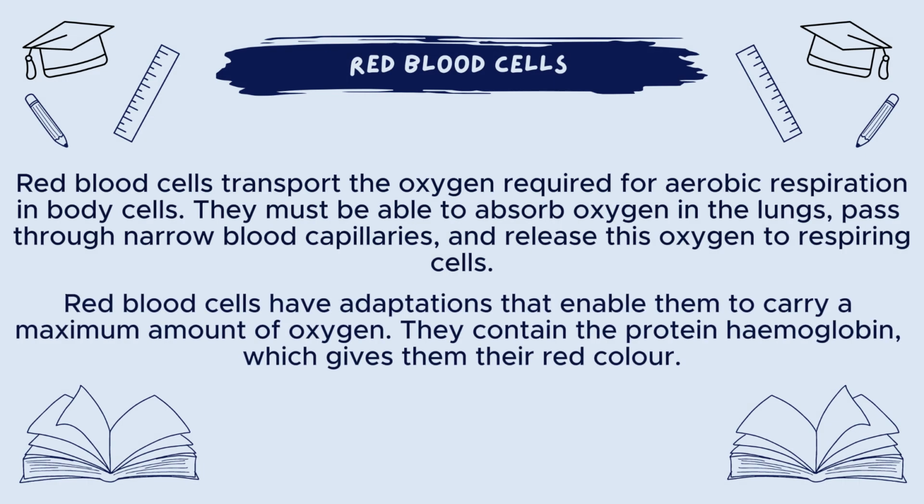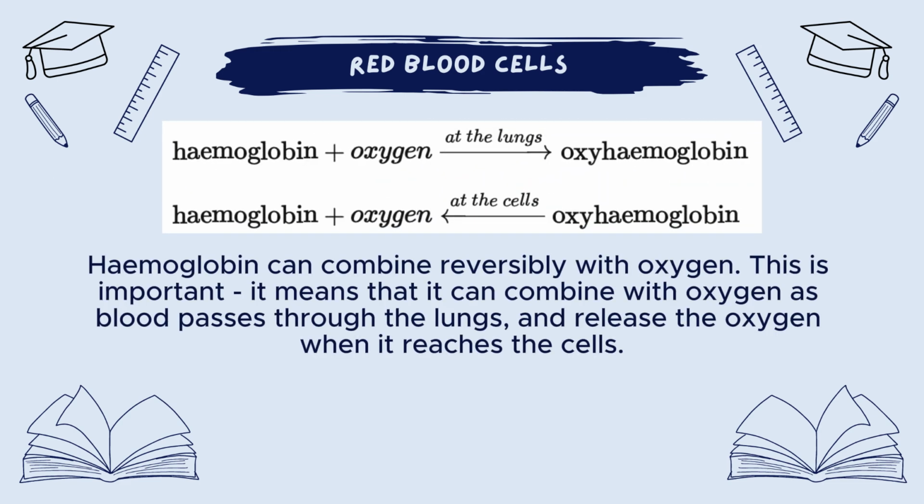Red blood cells transport the oxygen required for aerobic respiration in body cells. They must be able to absorb oxygen in the lungs, pass through narrow blood capillaries and release this oxygen to respiring cells. Red blood cells have adaptations that enable them to carry a maximum amount of oxygen. They contain the protein hemoglobin, which gives them their red colour. Hemoglobin can combine reversibly with oxygen.